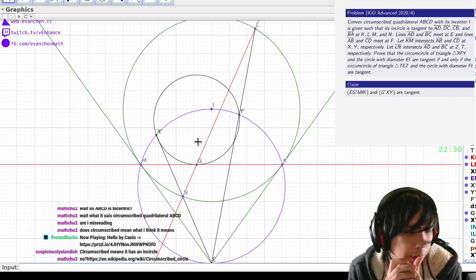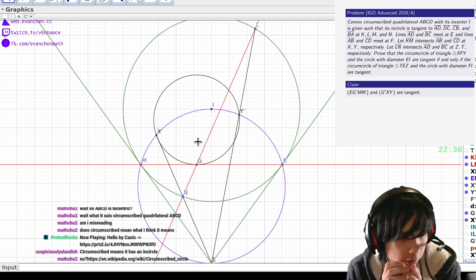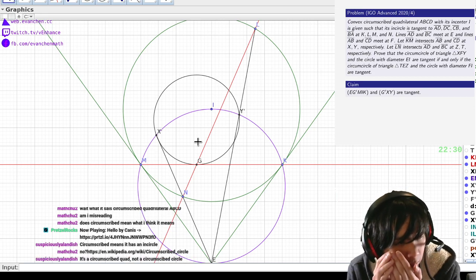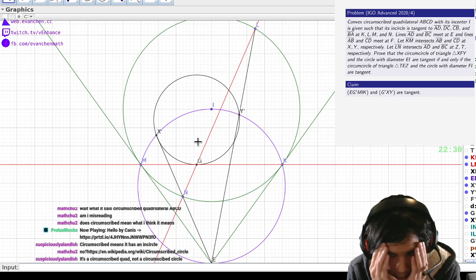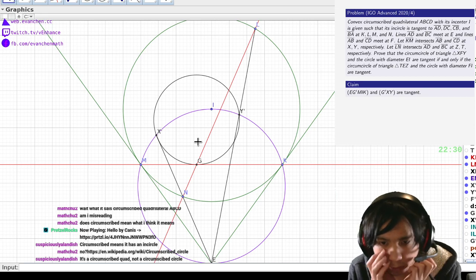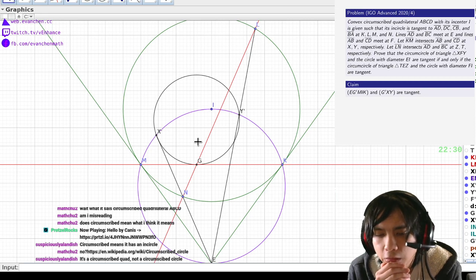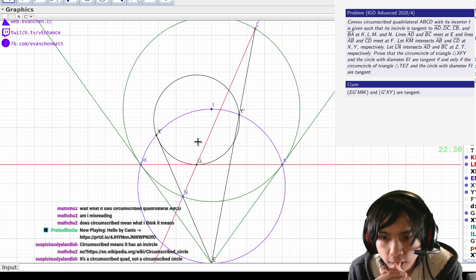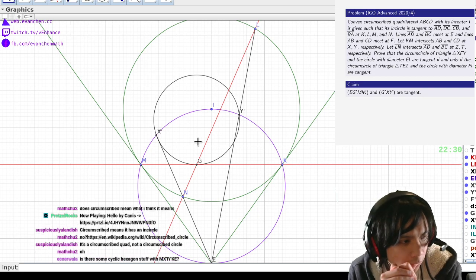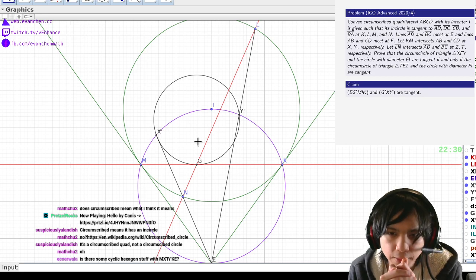Circumscribed means it has an inner circle, but we think it probably has a circumcircle if the condition is true. So I need to show that G X prime Y prime is tangent. And I am feeling inversion at E, but I can't quite get it. M, X prime, I, Y prime, K, E.